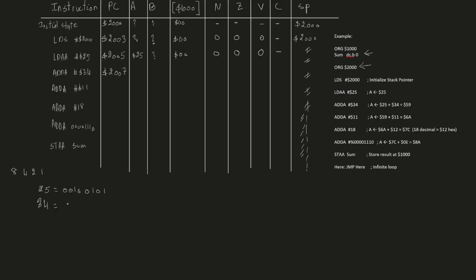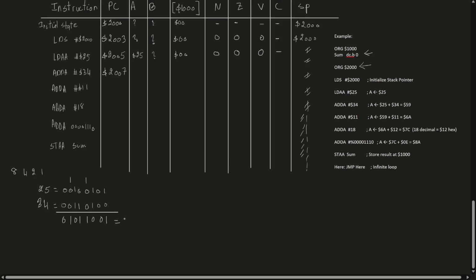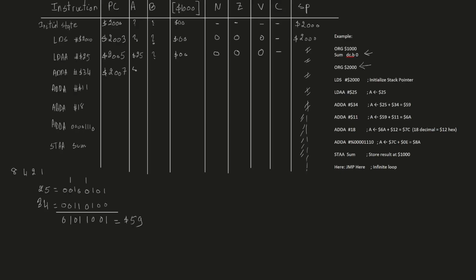So 34 will be 0011, and then 0100. If we add them in binary, we get 1001, 1101, 10. So that's 59 in hex. So the accumulator A will have a value of 59. B is unknown. The content at 1000 is still 0.